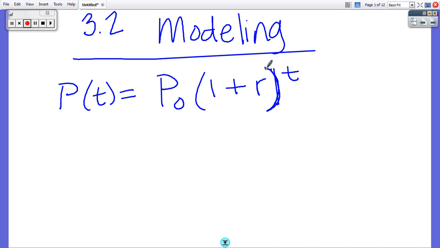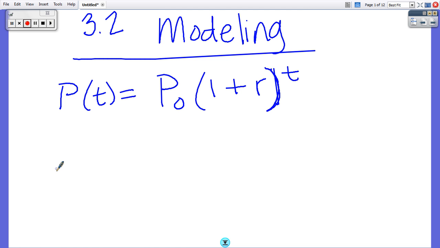So I'll say it one more time. If a population P is changing at a constant percentage rate r each year, then this is how we model that population, where P sub 0 is the initial population, and we express r, the rate, as a decimal. T, again, is always time in years.